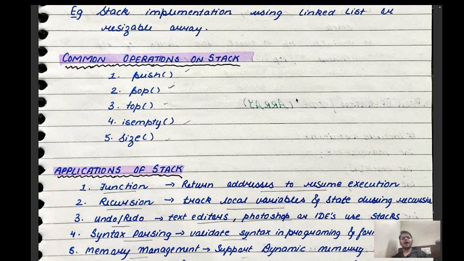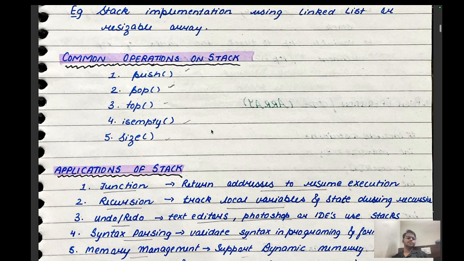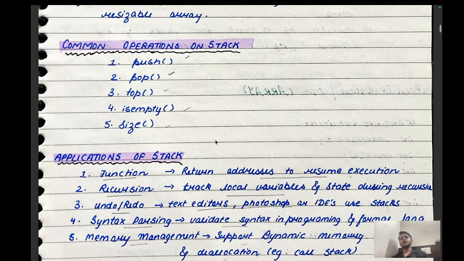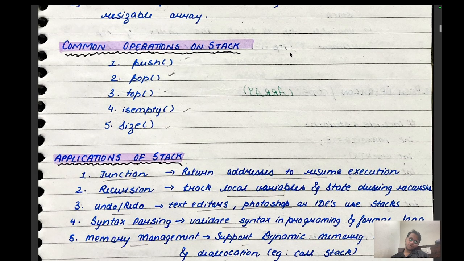So here in our case, we have the topmost element as one, and if we are doing a pop operation, then we have to delete the one element from the stack, or the 0th position index element from the stack. Yeah, so top returns the topmost element of the stack. In our case, it is one. For the example we have taken, is empty.